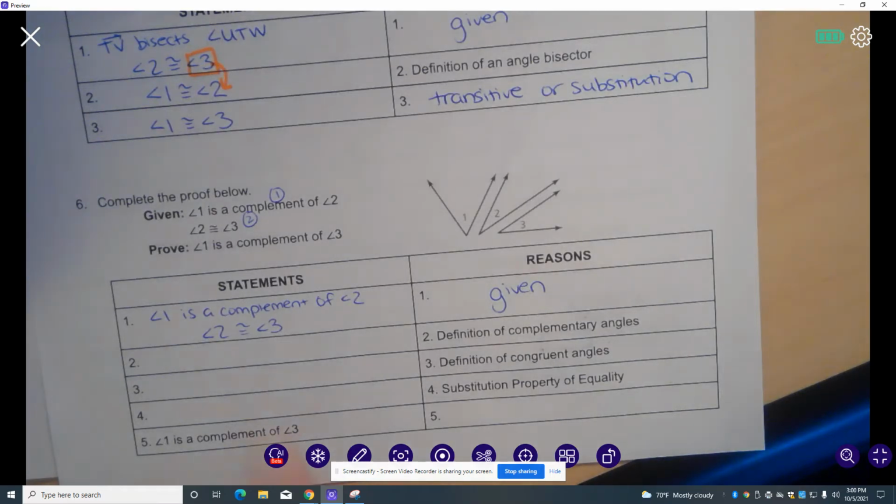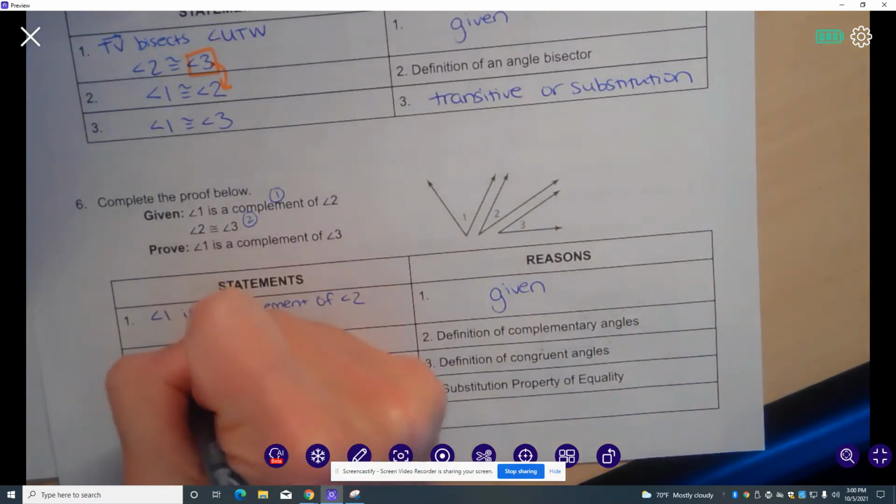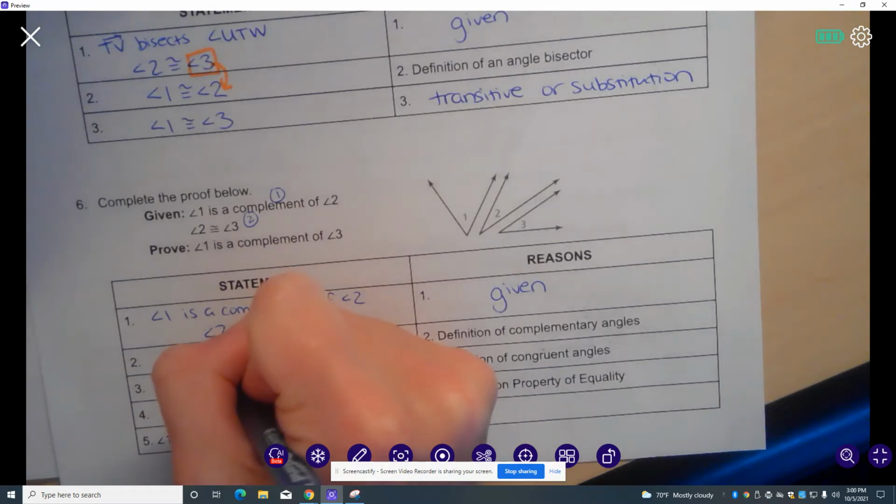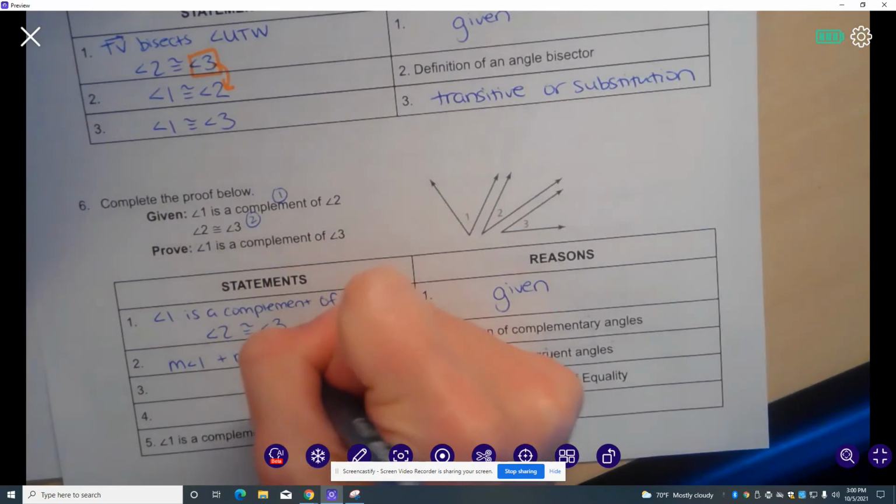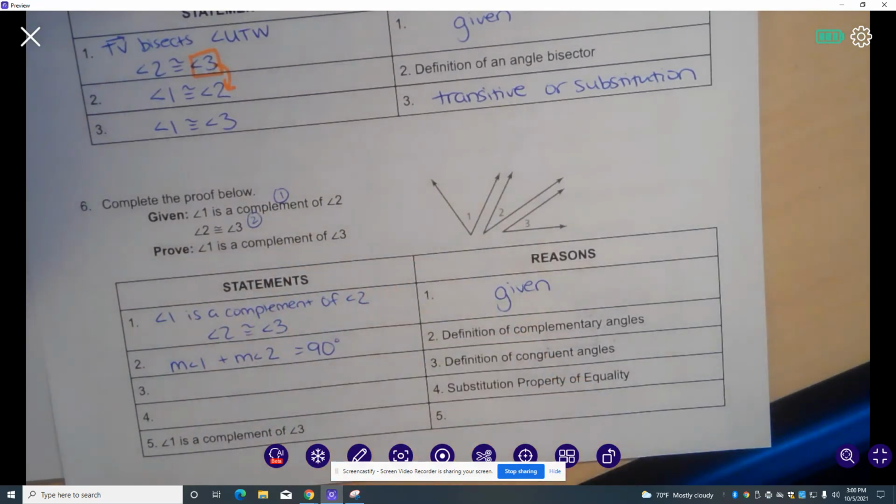Okay, so let's use the fact that angle 1 is a complement of angle 2. Well, what does that mean about their measures? Complementary angles add to 90 degrees. So in statement 2, using the definition of complementary angles, the measure of angle 1 plus the measure of angle 2 must be equal to 90 degrees.